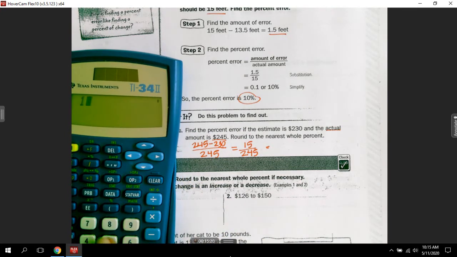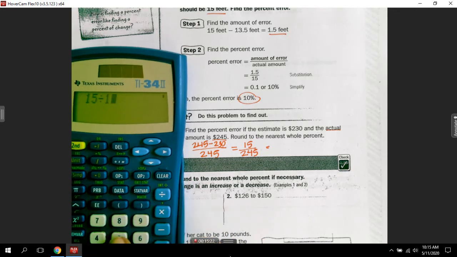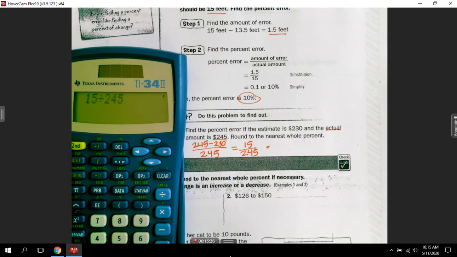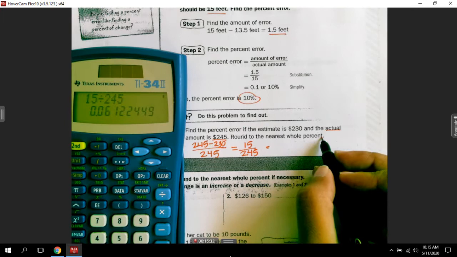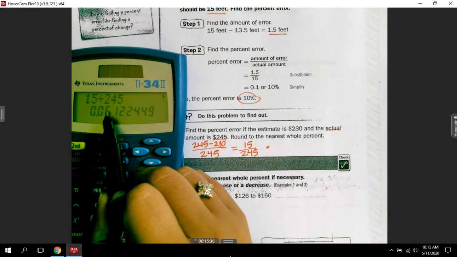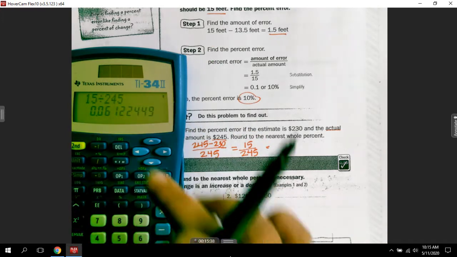So 15 divided by 245 gives you 0.0612. Again, we're rounding to the nearest whole percent, so I'm going to move that decimal 2 places to the right. It'd be 6.1, which is just going to be 6%.